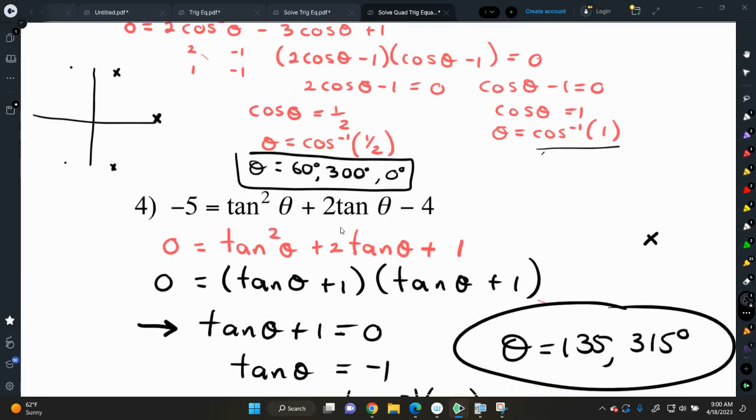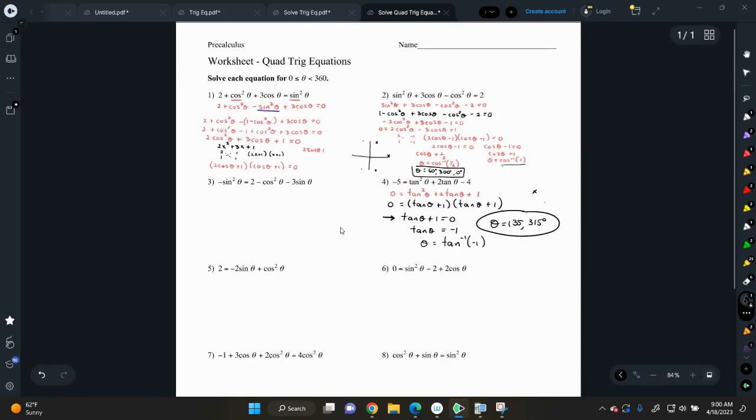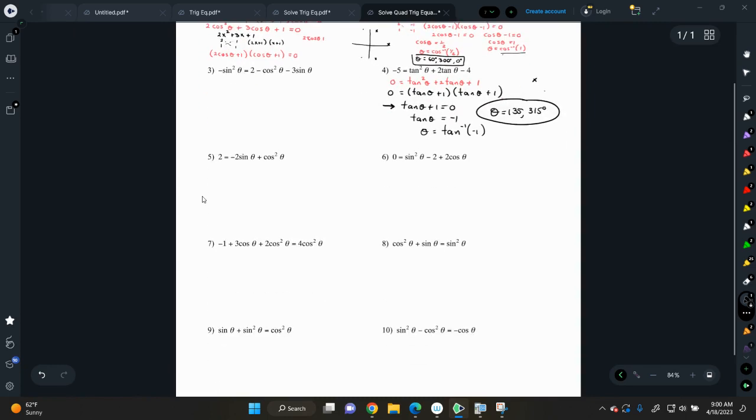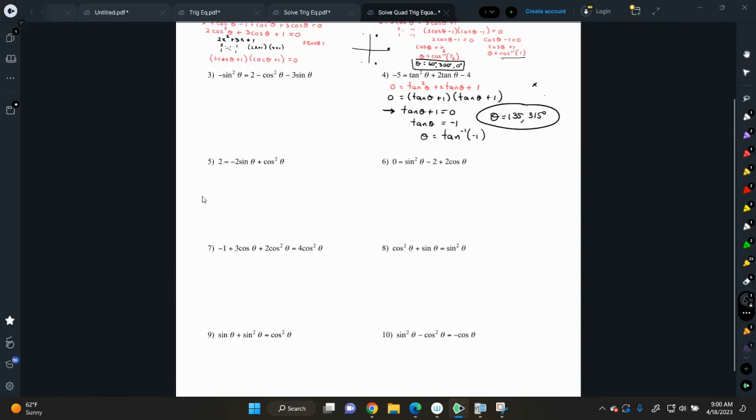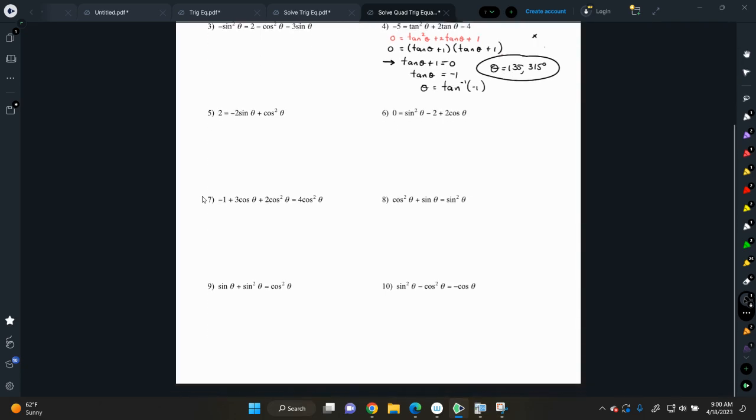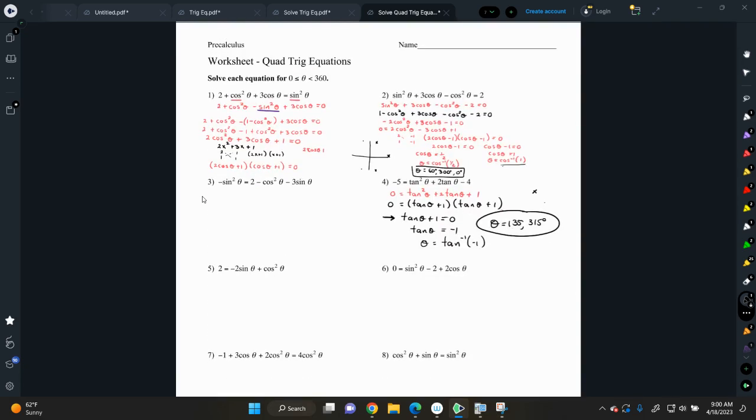Okay, so for homework, you're going to finish this worksheet and make sure you upload it to Google Classroom. So we did 3 out of the 10, so you got 7 questions to do. Okay, don't see any weird ones here. Yeah, everything looks okay. I already did the tangent, so they shouldn't be too bad. Okay. All right, so now we know how to solve basic trig equations and quadratic trig equations.